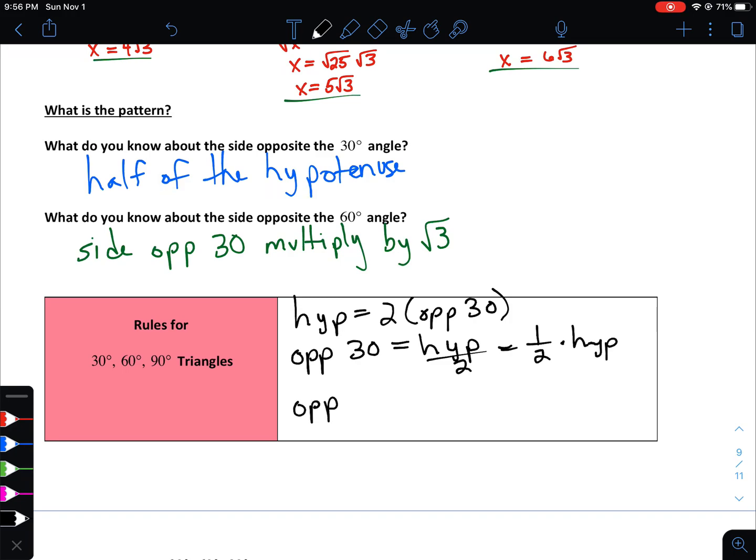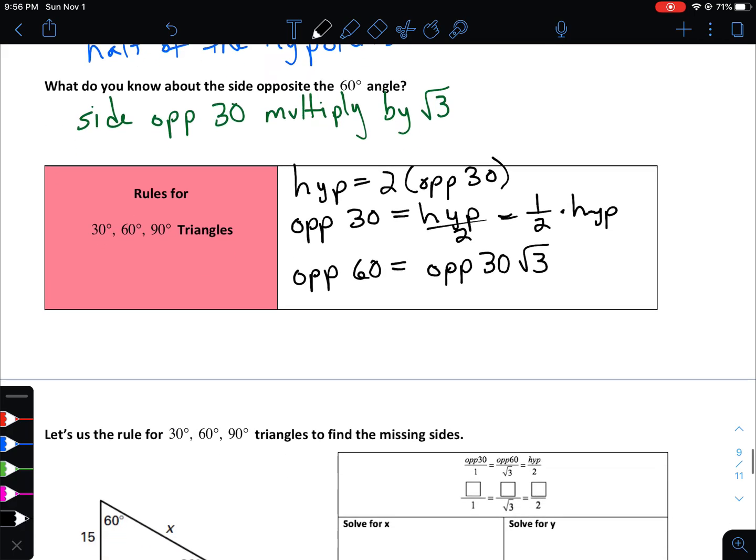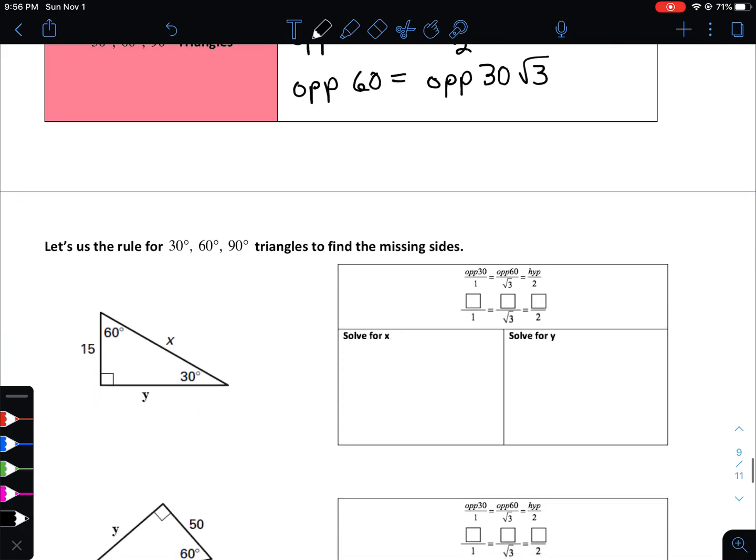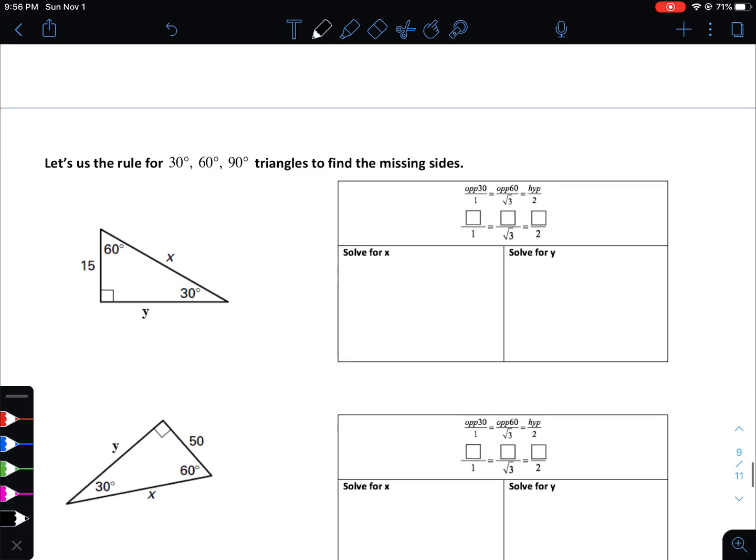Finally, for our side, which is opposite our 60-degree angle, that's always going to be the side which is opposite our 30 multiplied by the square root of 3. All right, so let's take a look at some examples and make sure we know how this works. We're going to use that rule to solve our 30, 60, 90 triangles for the missing side lengths.